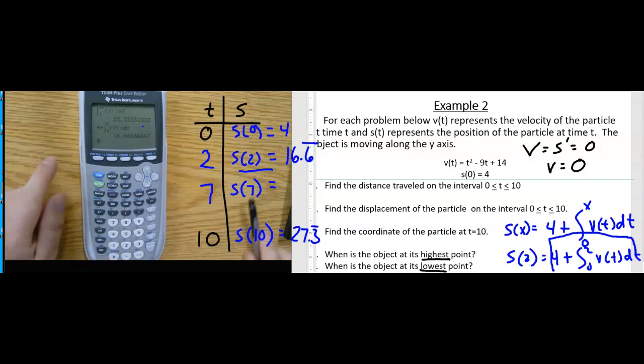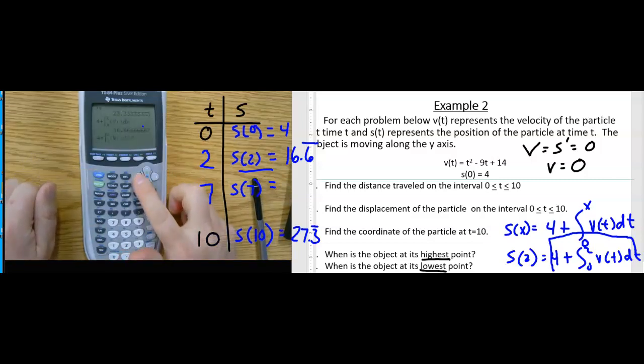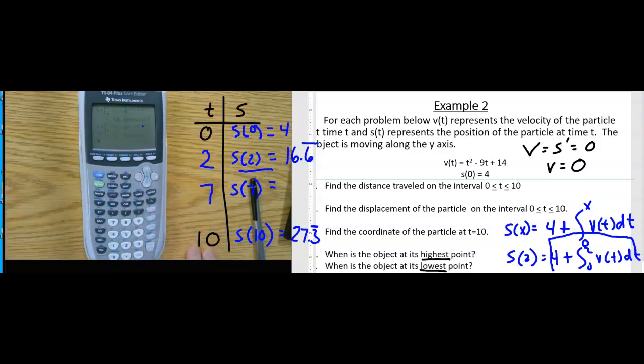Now to do the next one, s of 7, it's the same exact equation, so I'm just going to push second entry to bring back the entire equation again. The only thing that's changing is what I'm plugging into the top here, which in this case would be 7. And so that's negative 4.16 with a bar on top.